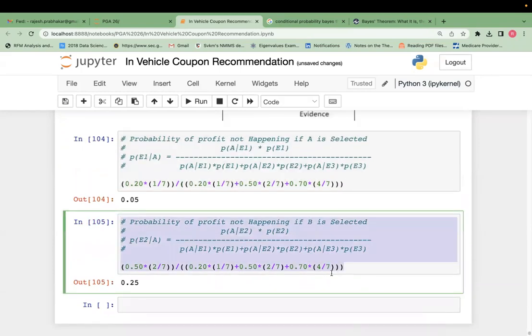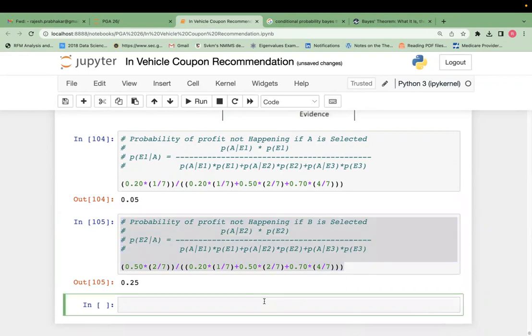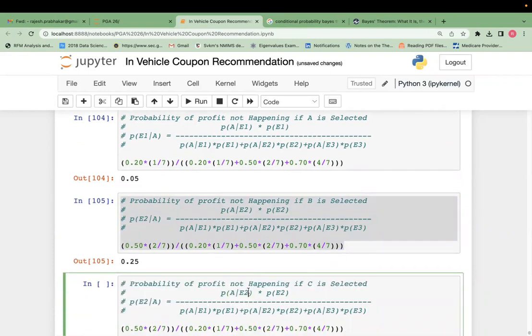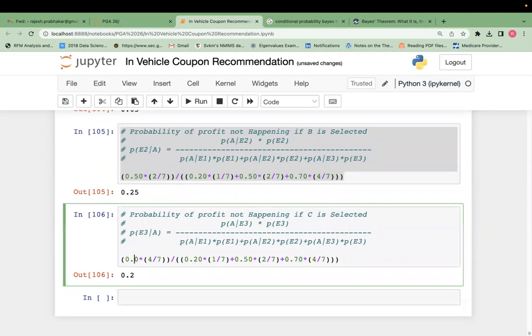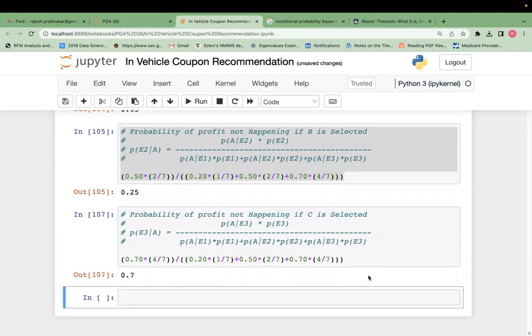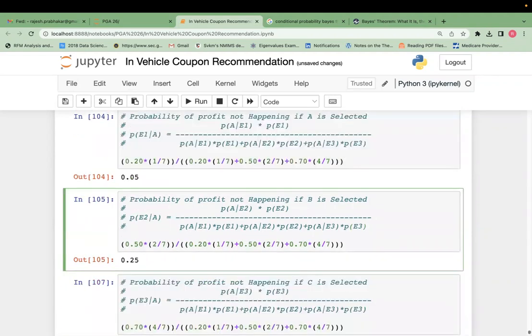The same thing that we calculated on top, we can also do here for C. So A given E3, probability of E3, which we are given here, this will become 0.70 multiplied by 4/7. So we got 0.7. You can directly calculate if you know the formula. Brackets are important here. So this is how the Bayes theorem works.